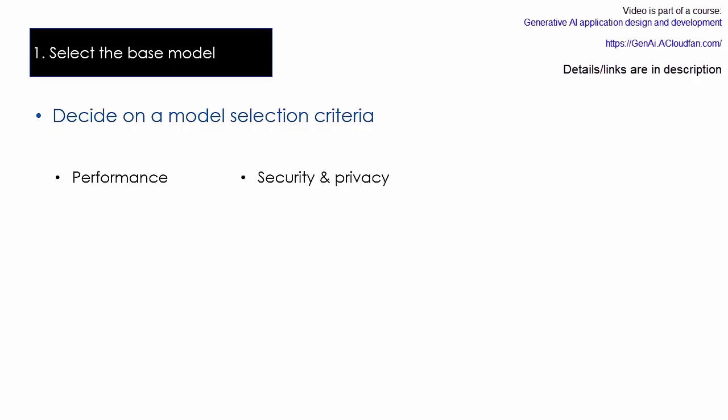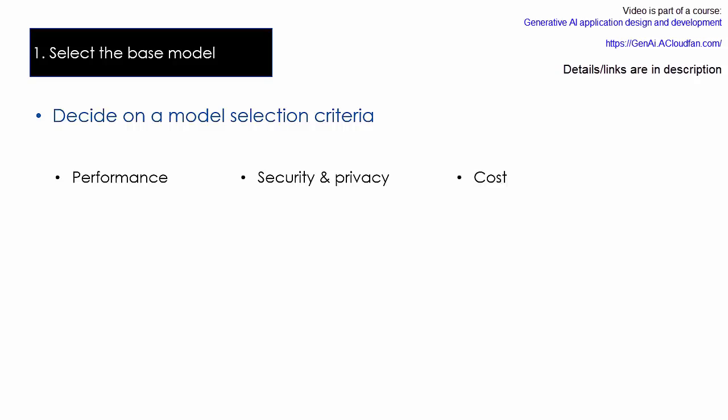Data security and privacy is another major consideration, particularly for enterprises. Many organizations prefer to avoid closed source models due to data privacy concerns, especially since these models are often accessed via third-party APIs. In such cases, self-hosted open source models can offer a more secure alternative.